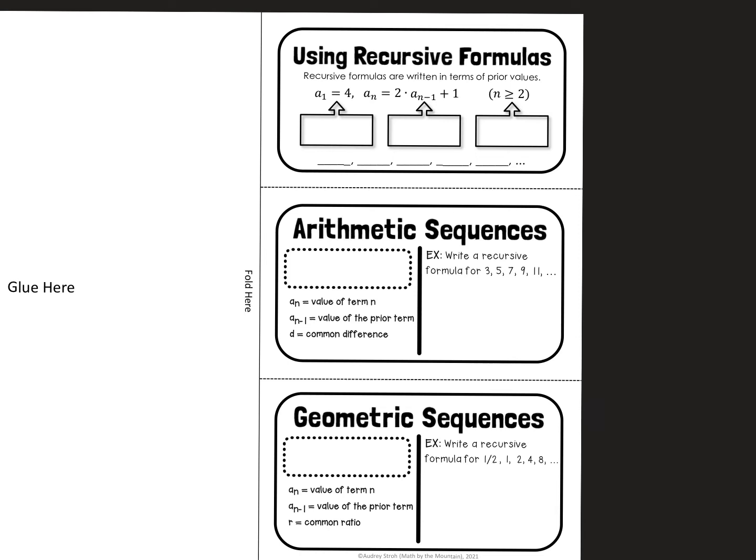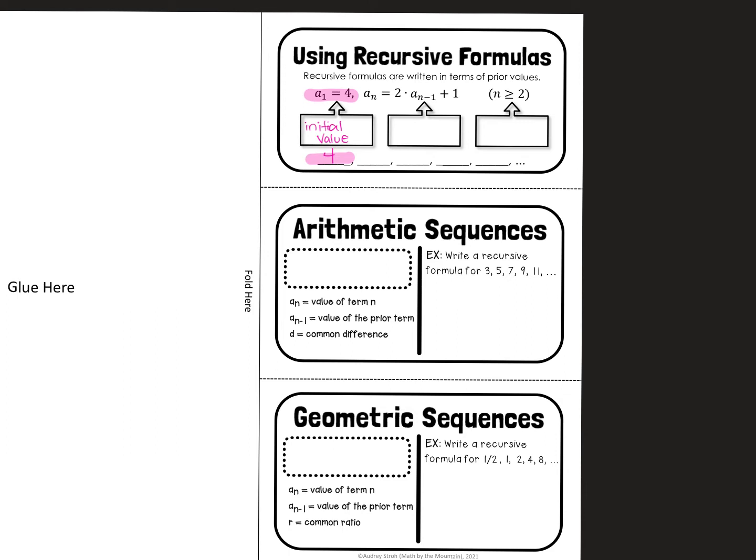So for this page, this is recursive formulas. Recursive formulas are written in terms of prior values. So this a1 equals 4 is my initial value. So 4 is my first term located here.